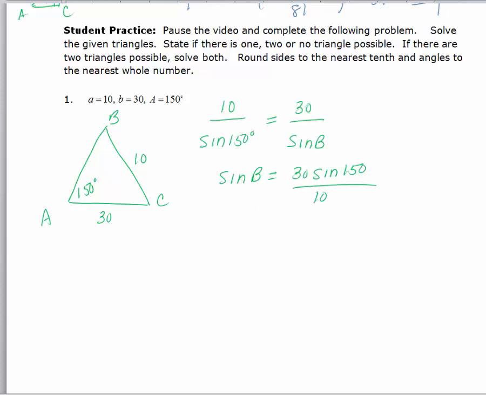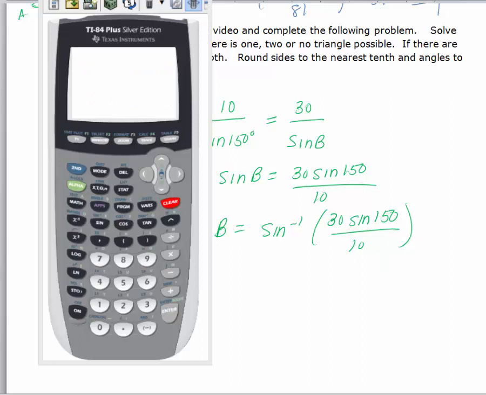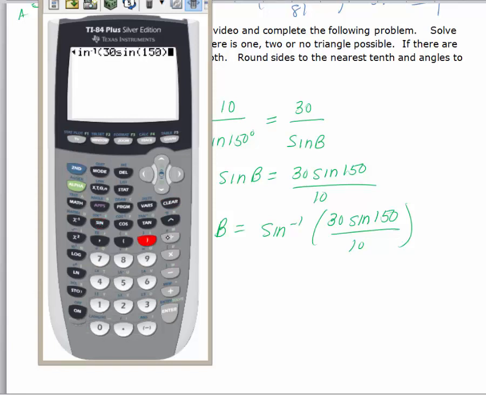Sine of B equals 30 sine 150 over 10. B equals the inverse sine of 30 sine 150 divided by 10, and we'll evaluate that on our calculator. Inverse sine 30 sine 150 divided by 10. I get a domain error.